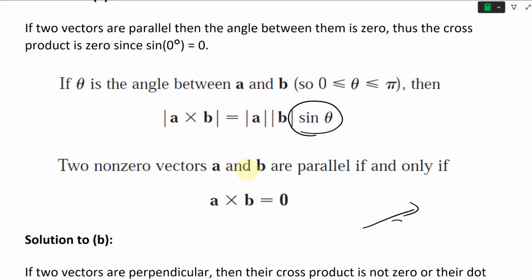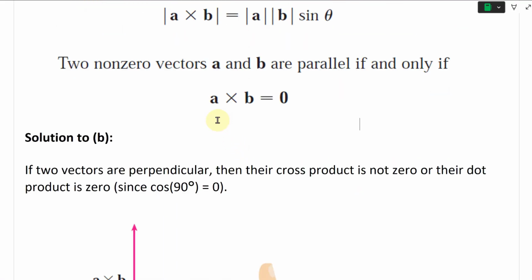So if you have parallel vectors like this, the cross product is going to be 0. It's not going to actually have a direction. It's just going to have 0 direction. You can call it that.